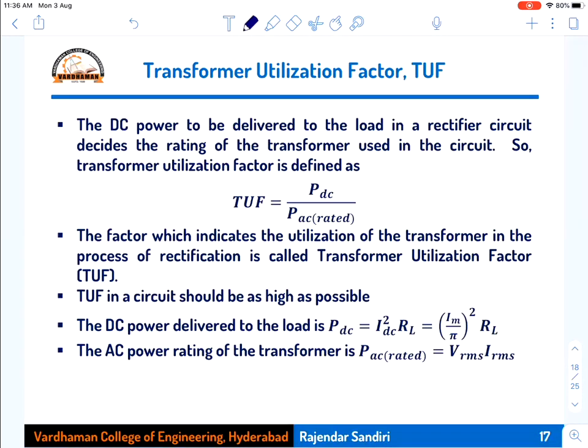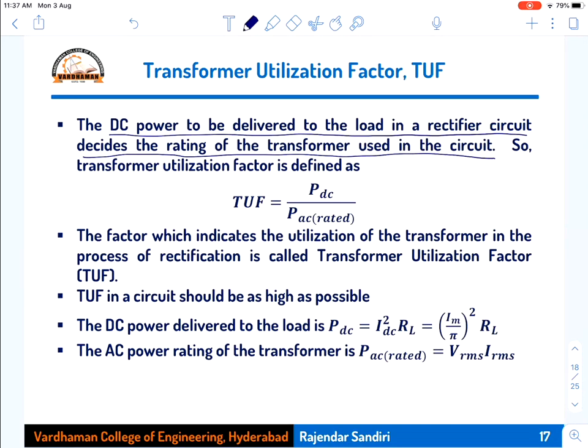Okay, the next parameter is the transformer utilization factor. Very, very important. Transformer utilization factor is the ratio of the DC output power divided by the AC rated input power, the AC rated power of the transformer. So the DC power to be delivered to the load in a rectifier circuit decides the rating of the transformer used in the circuit. The transformer utilization factor is denoted as PDC divided by PAC rated.